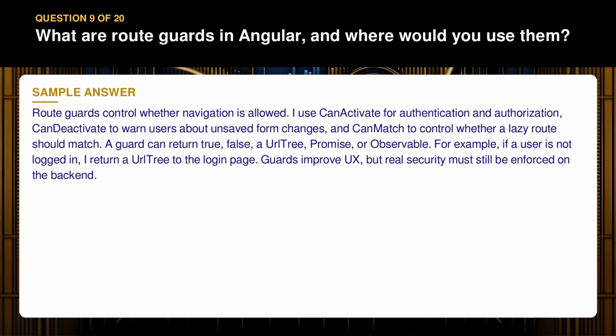Question 9. What are route guards in Angular, and where would you use them? Route guards control whether navigation is allowed. I use canActivate for authentication and authorization, canDeactivate to warn users about unsaved form changes, and canMatch to control whether a lazy route should match.